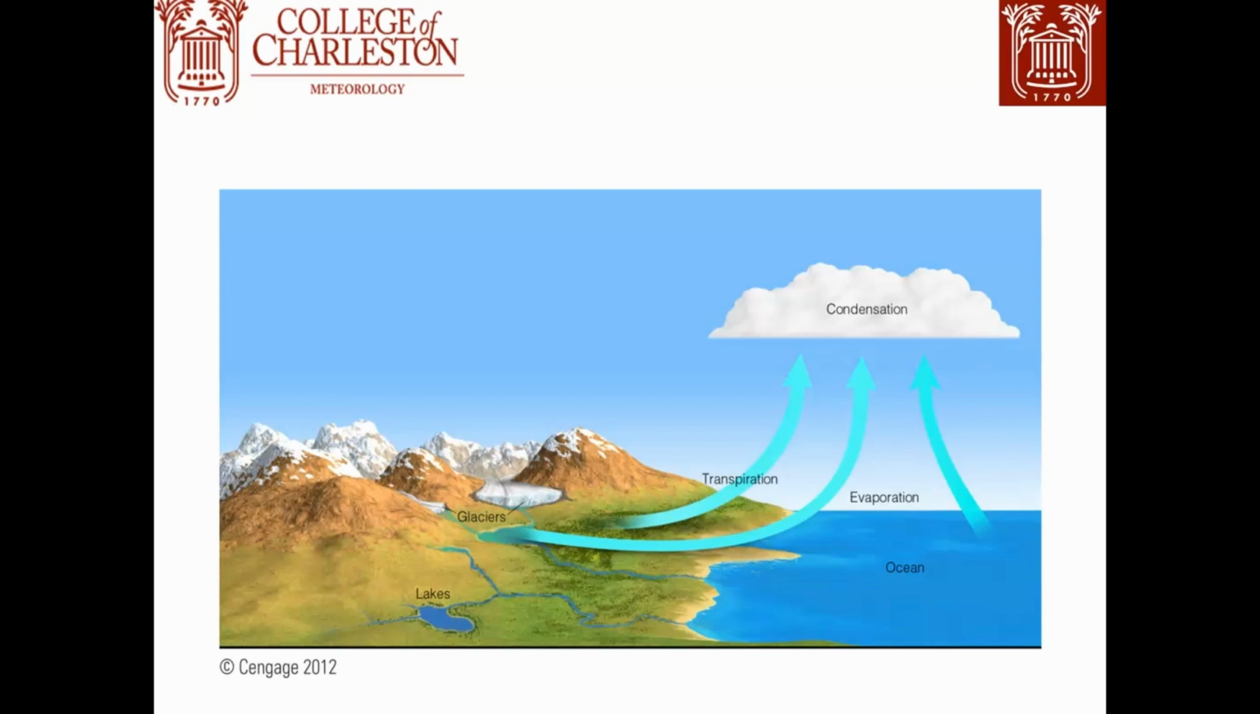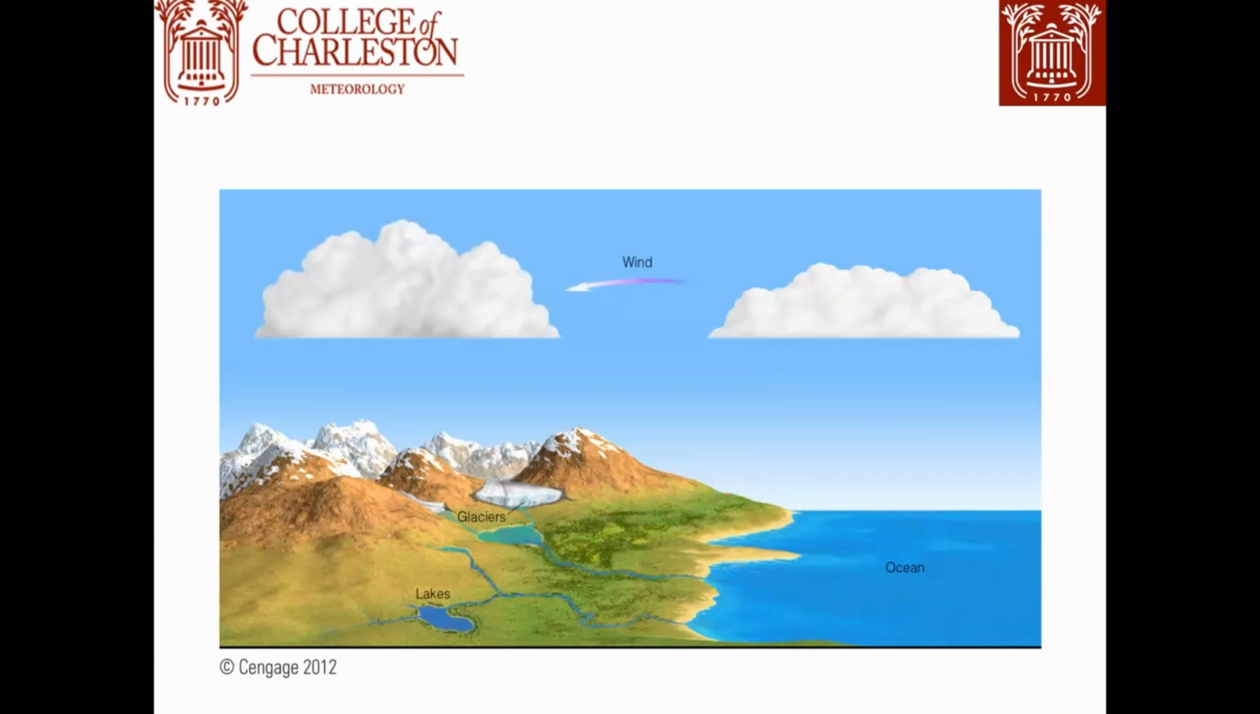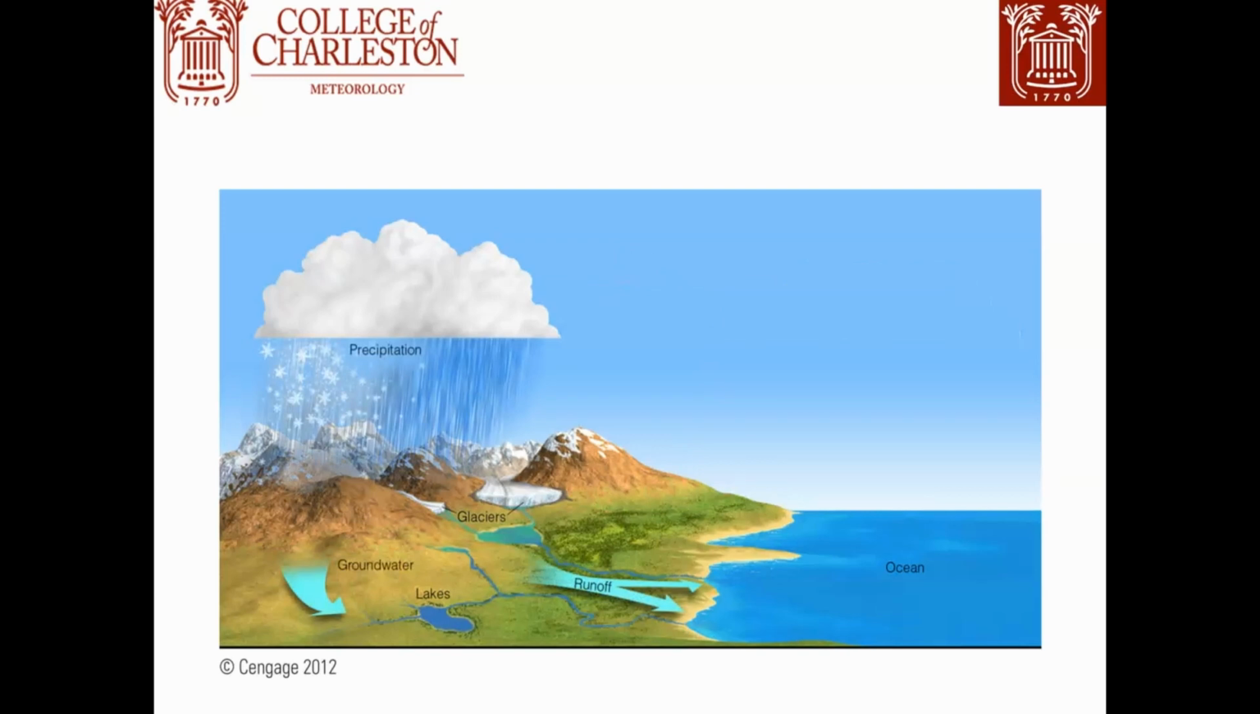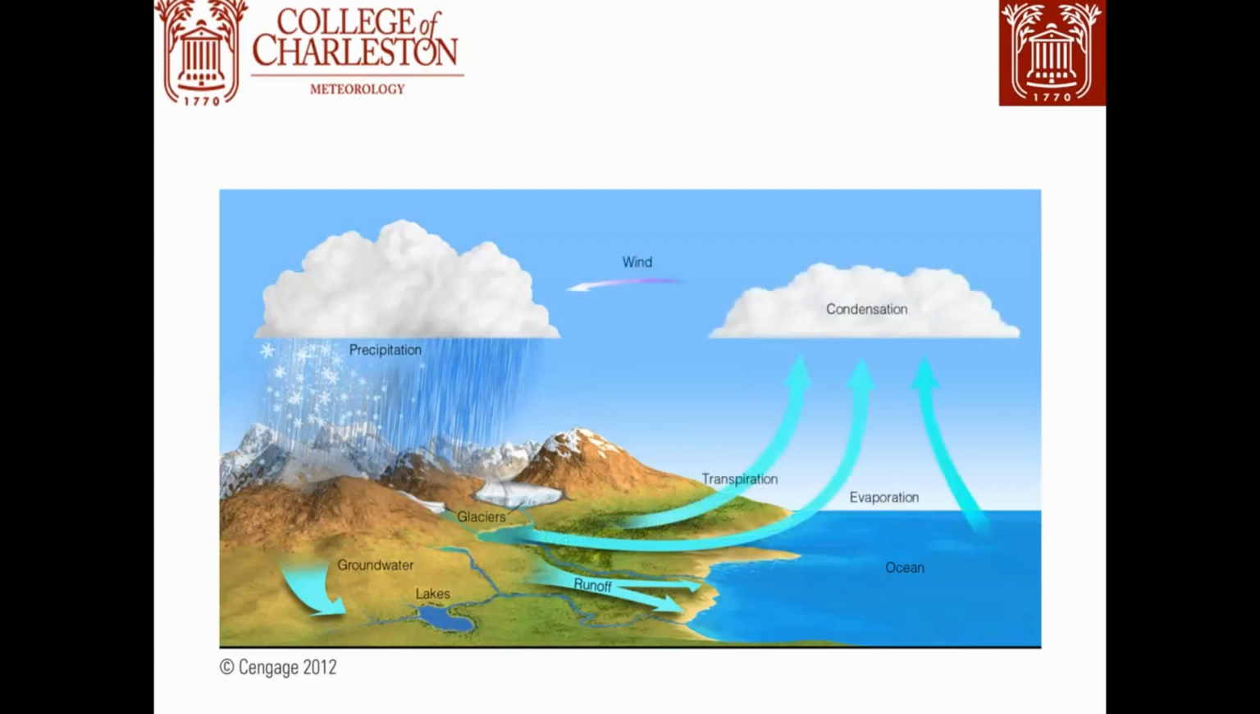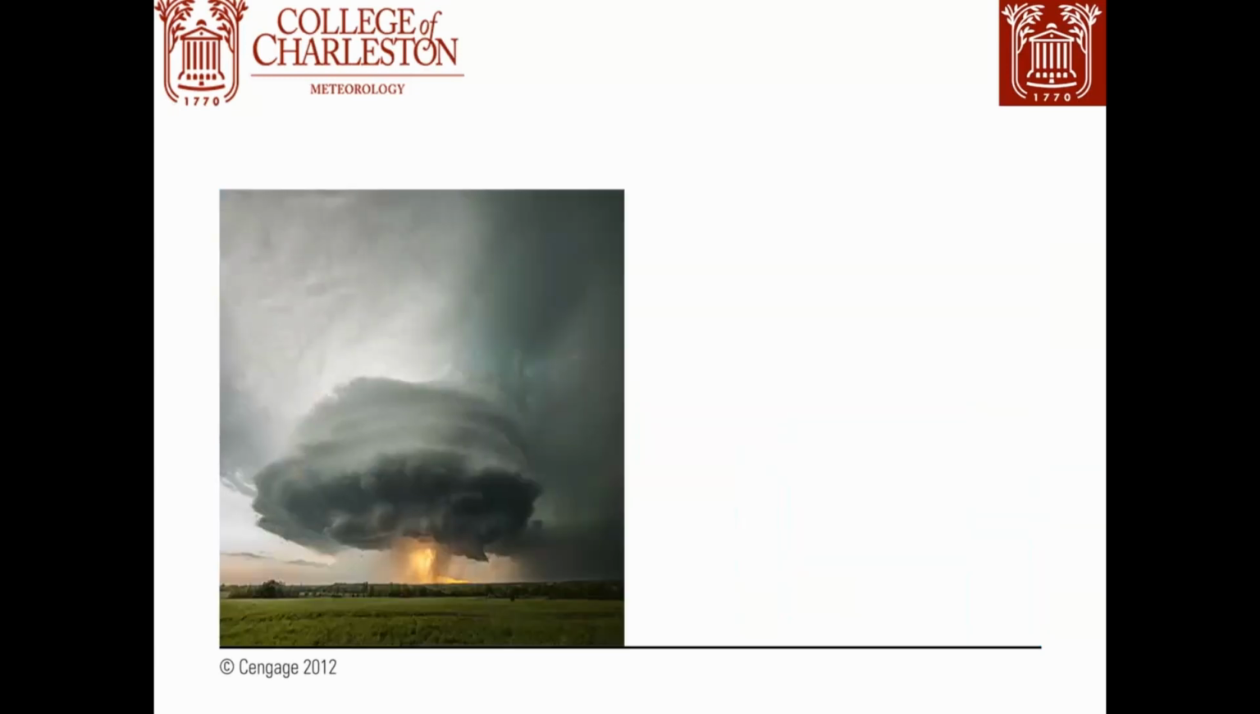As this air rises, it condenses to form clouds. The wind in our atmosphere moves these clouds over land, leading to precipitation. As rain and snow accumulate on the ground, they produce water for lakes and streams while producing runoff back to the ocean. And thus the cycle repeats continuously throughout the course of days to months to years.